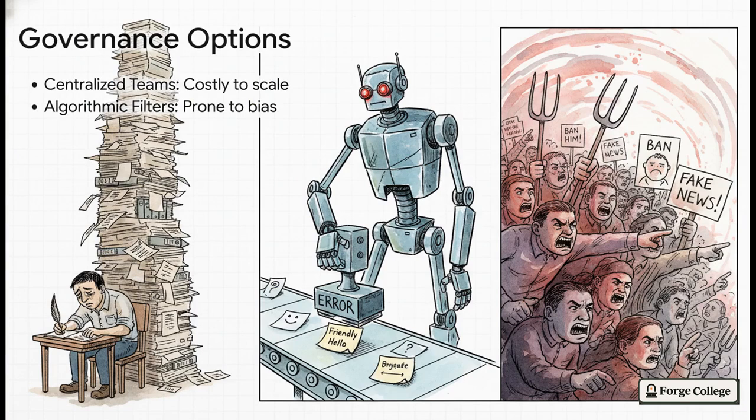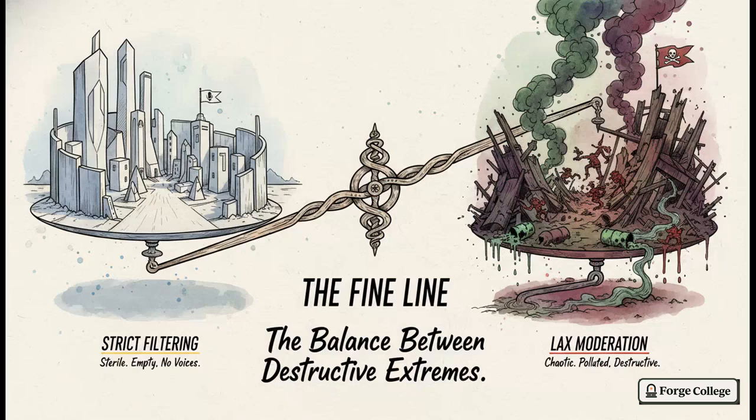Centralized human teams understand context and nuance, but they are impossibly expensive to scale up. Algorithmic filters can scan billions of posts in mere seconds, but they lack that human nuance and make hilarious or sometimes truly devastating mistakes. And community moderation distributes the workload, but it totally opens the door to targeted harassment and mob rule. It's an incredibly delicate balancing act.